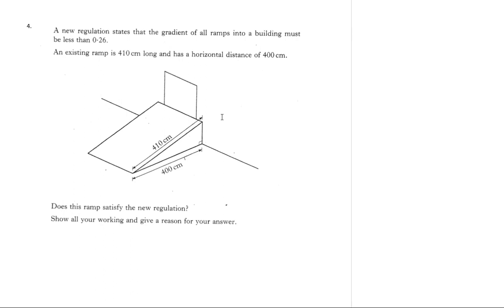Okay, so the gradient has to be less than 0.26. Gradient is simply just the height divided by the length. And so there's our triangle. It's told us everything that's in this. So I suppose what it's saying is you can actually use Pythagoras for this as well. You know what, I don't like this question. You can use Pythagoras as well.